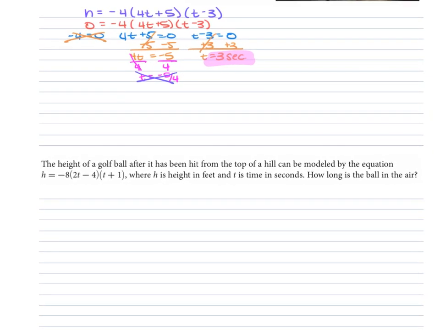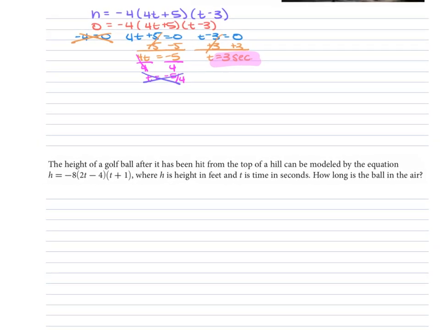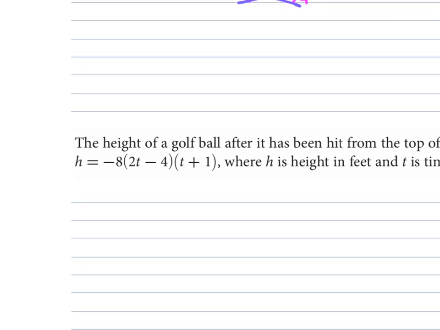For the next one, it tells us the height of a golf ball after it has been hit from the top of a hill can be modeled by the equation h is equal to negative 8 times 2t minus 4 times t plus 1, where h is the height in feet and t is the time in seconds. How long is the ball in the air? So once again, we're going to do the same thing. We're just going to set this equal to 0. 0 is equal to negative 8 times 2t minus 4 times t plus 1.